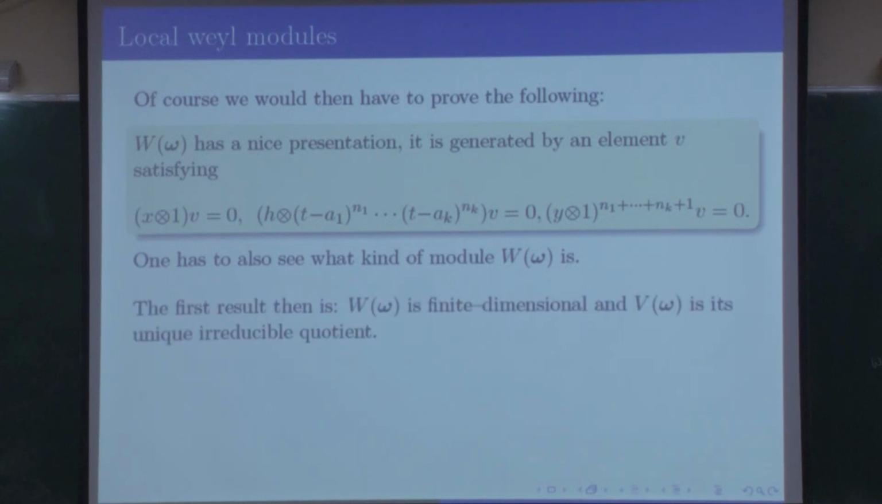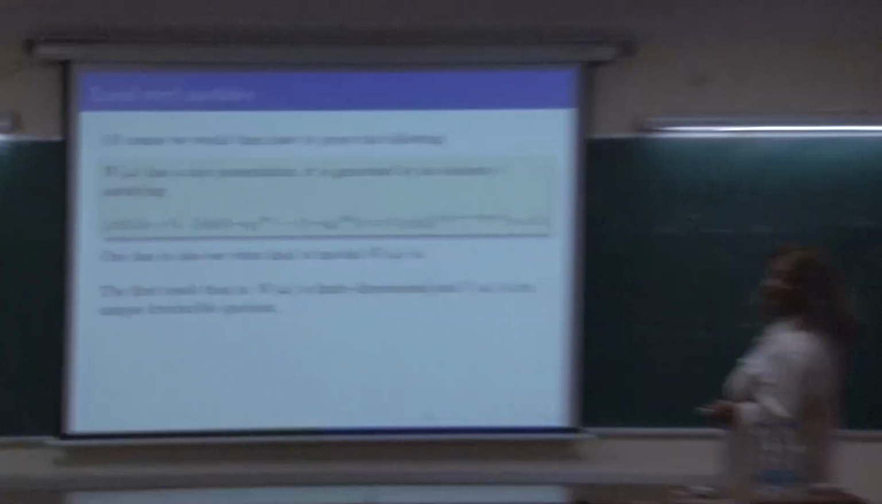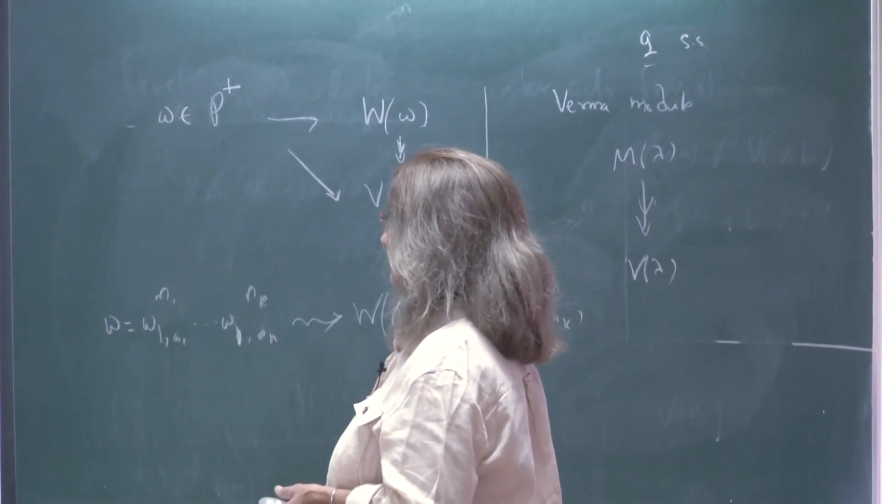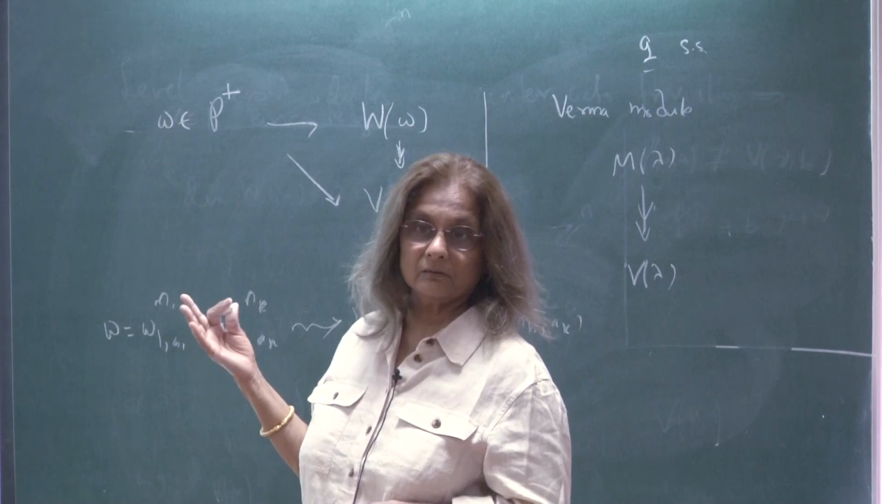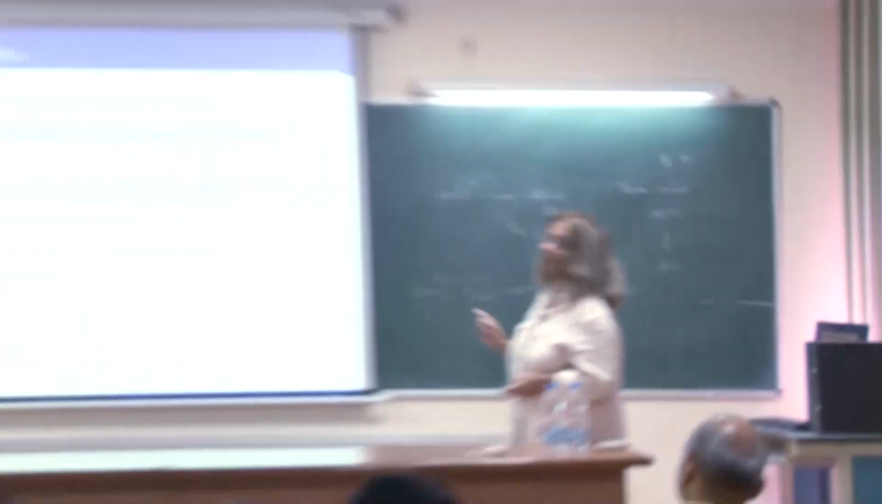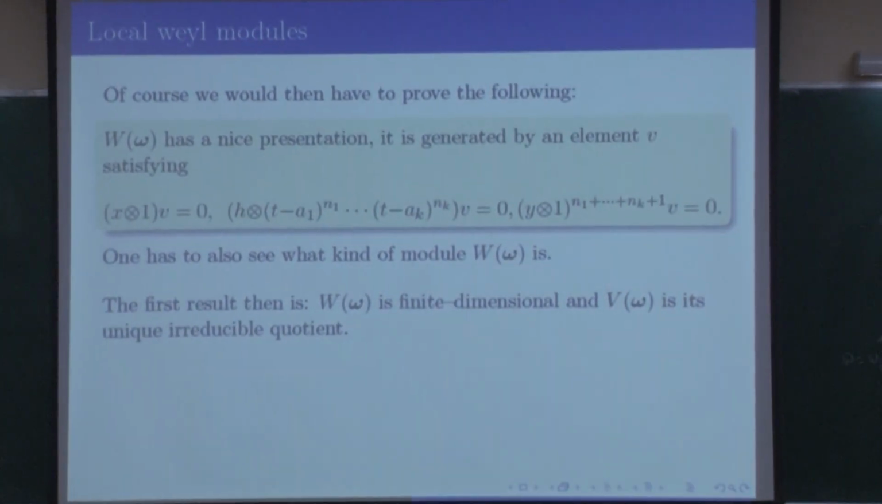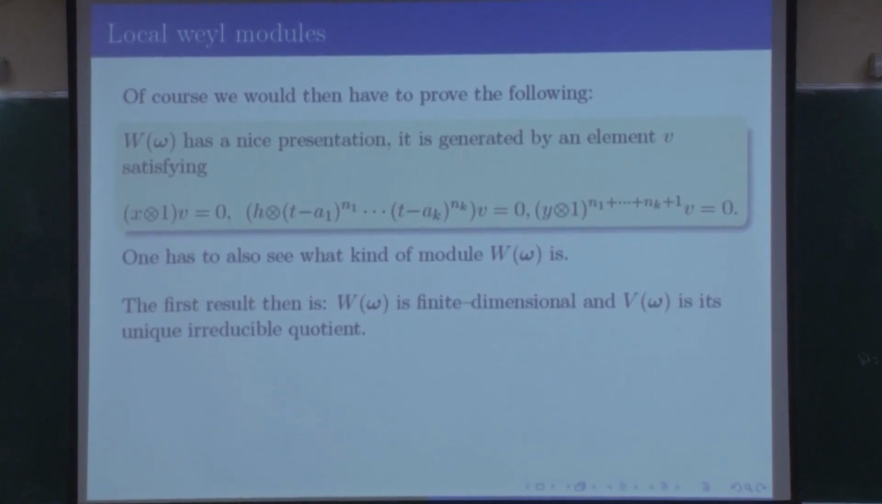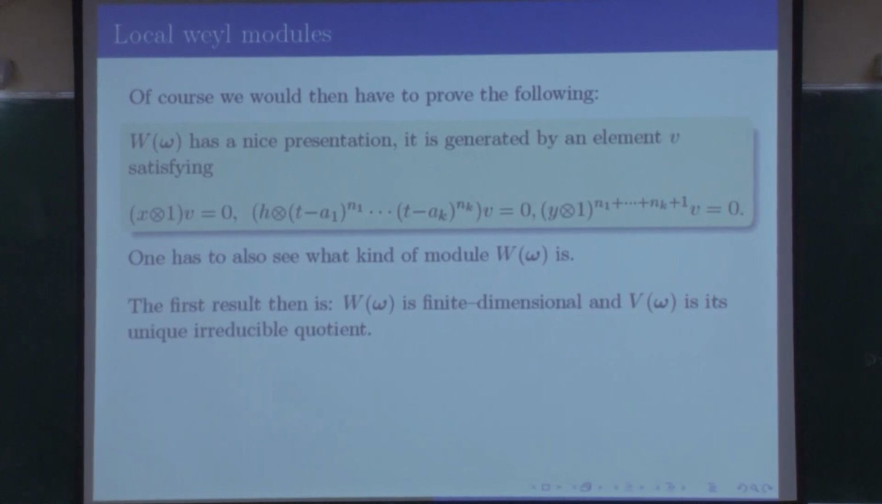But then you have to ask yourself, what kind of module have you constructed? So far, I've always been talking about integrable modules, so at a minimum I want it to be integrable. And all my examples showed me that these Weyl modules were finite dimensional. So the next result you prove is that it's a finite dimensional module, and the universal properties guarantee that it has a unique irreducible quotient. Okay, so now we have finite dimensional modules.